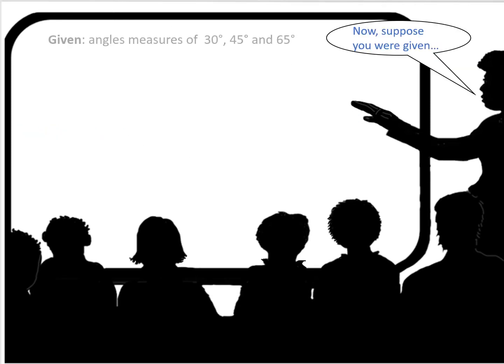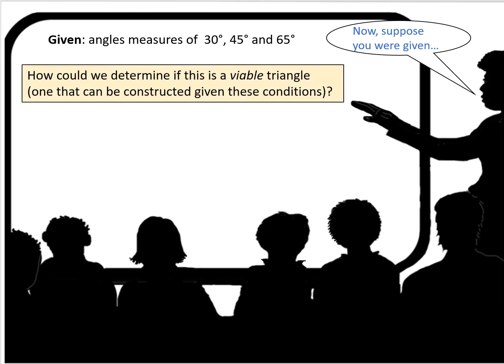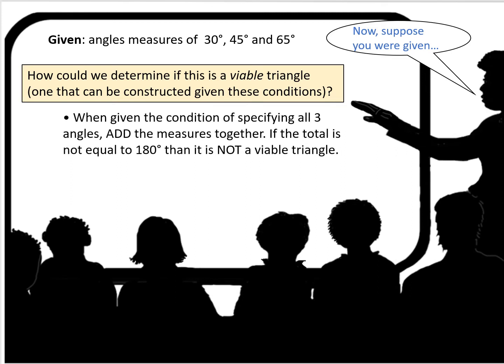Alright, now suppose you were given just the angles. So you're given angles of measures 30 degrees, 45 degrees, and 65 degrees, and you're asked to construct a triangle. Can you do it? How could you determine if this is a viable triangle, one that can be constructed given these conditions? Well, when given the condition of specifying all three angles, all you need to do is add the measures together. If the total is not equal to 180 degrees, then it's not a viable triangle. Can't be done. 30 plus 45 plus 65, is that equal to 180? No, it's only equal to 140, so no, you cannot create a triangle with those three measures for interior angles.